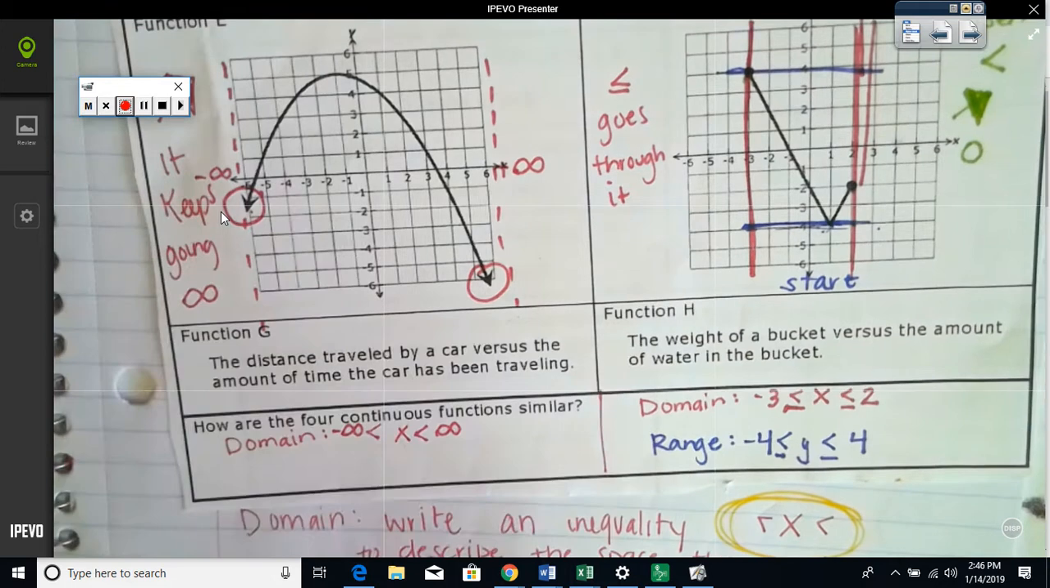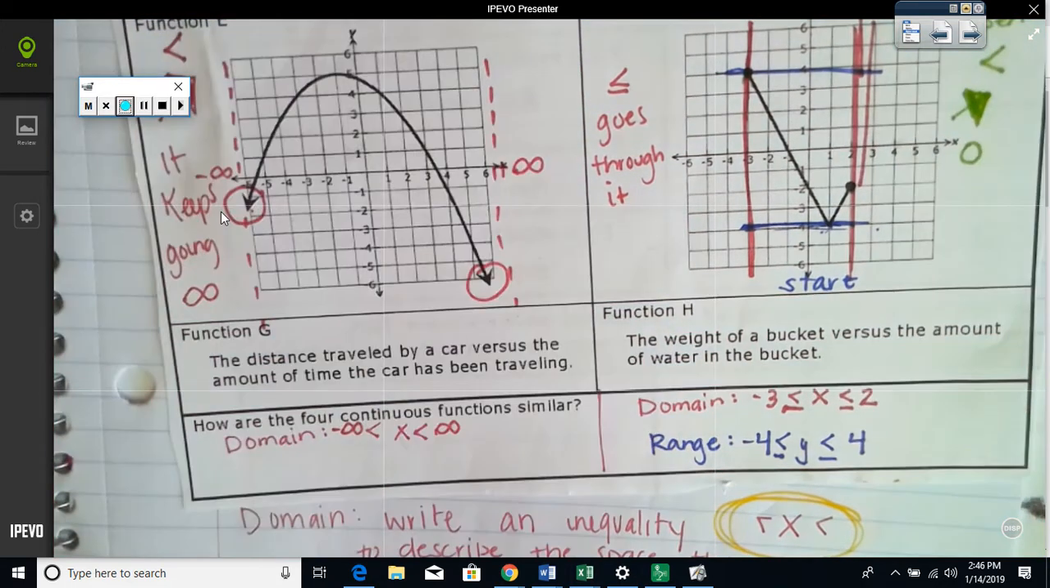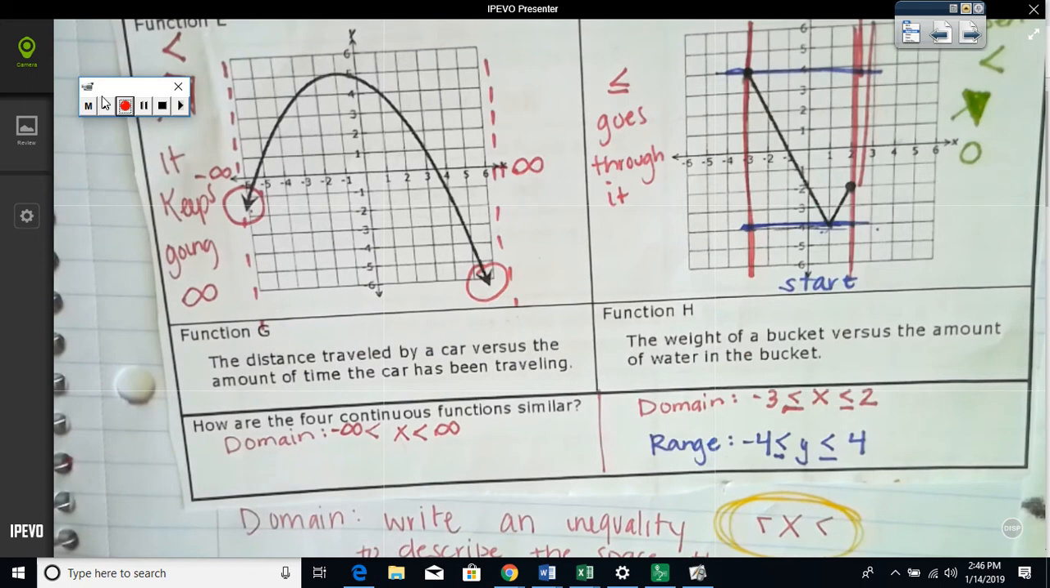Alright, so because it's infinity, it's always going to be open. It's always going to be less than. Anytime you have an arrow, it's going to be open because the number keeps going. Alright? Does that make sense? Alright, let's do domain. Let's do range.